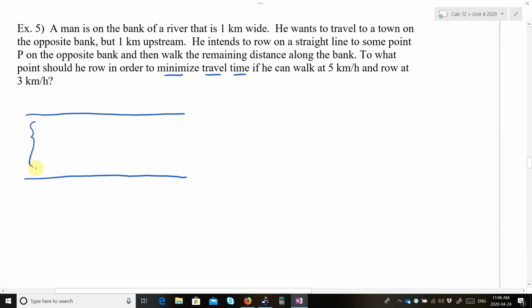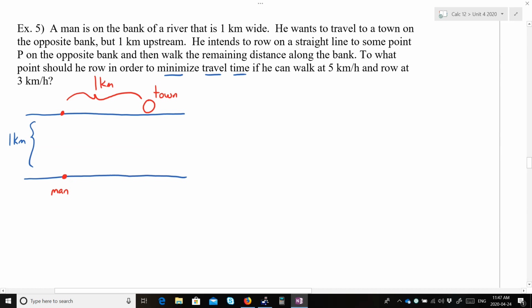So we have a river, and it is 1 kilometer wide. And we have the man here. He's on the bank of the river that is 1 kilometer wide. He wants to travel to a town on the opposite bank, about 1 kilometer upstream. So let's just say it's over here. This is the town. And it is 1 kilometer upstream from the man.